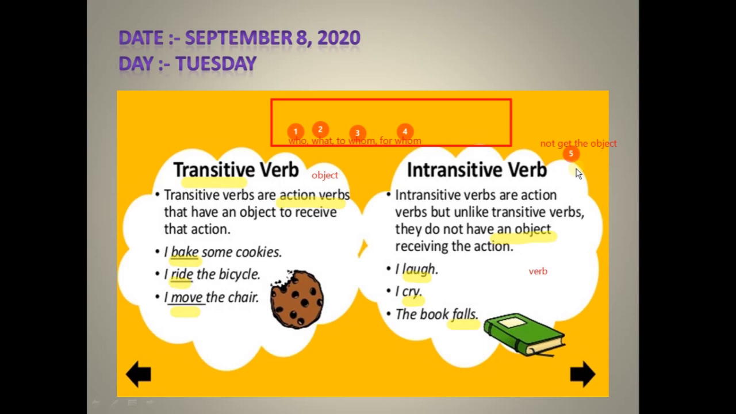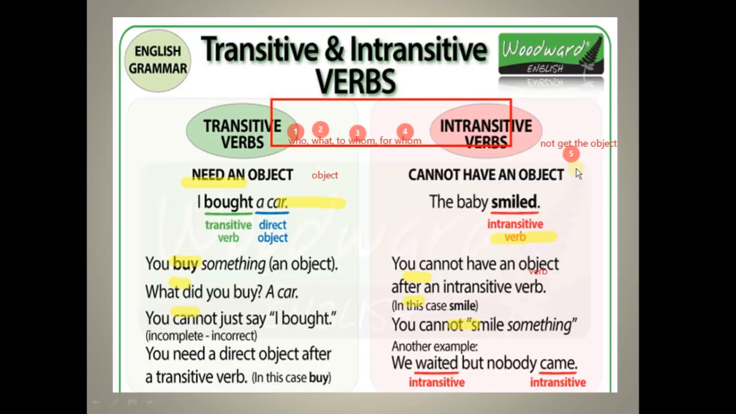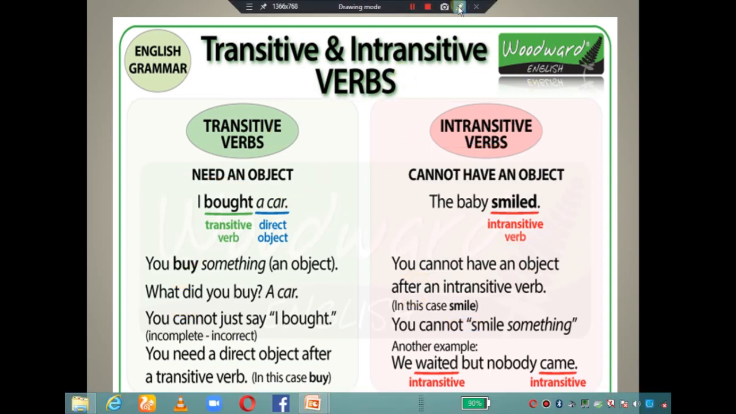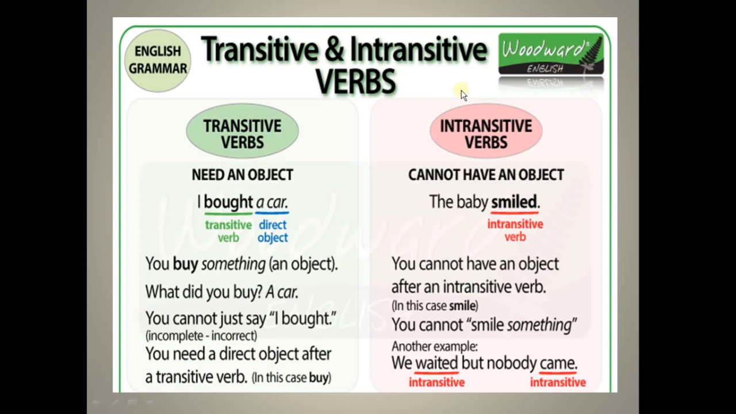Fine. Now just come further. Next one, that is transitive verbs and intransitive verbs. Now, how can you identify them? So just see here. The first one is transitive verbs. Again I told you that it needs an object. And an intransitive verb cannot have an object. Most important point.